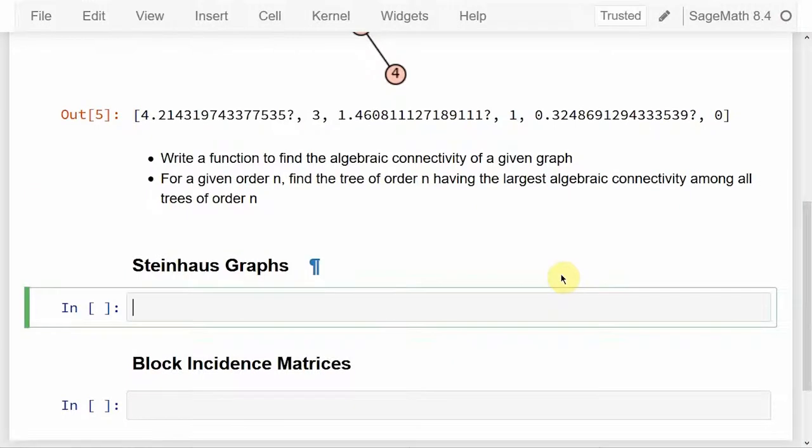So another definition. That's a Steinhaus graph. Steinhaus graph is defined in this way. Let me show you the definition carefully. Suppose you're given a 0, 1 vector A. Here I'll write it as a list for now. So for example, 1, 1, 0, 1.